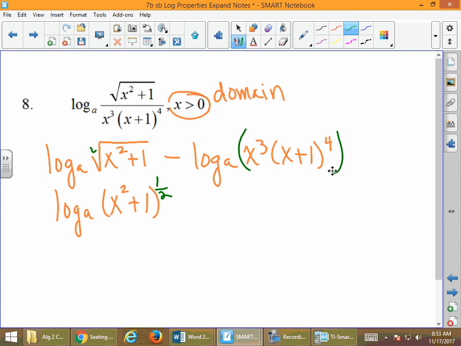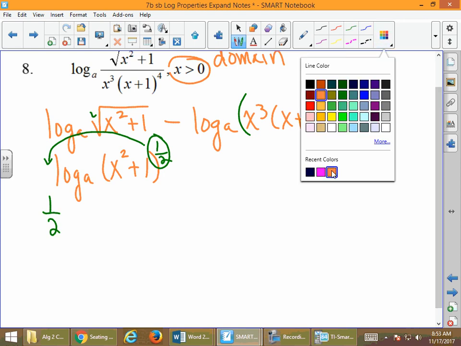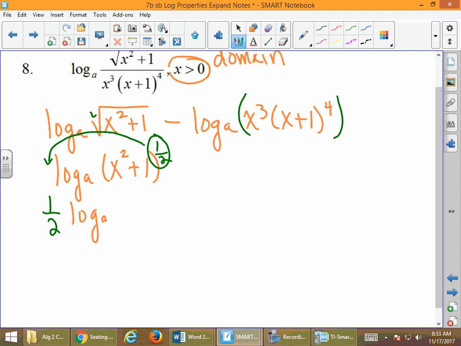But if we can convert that, and by the way, the square root of anything can be written to the 1/2 power. That's what I'm trying to stress along with the properties. But now what we're going to do is take that 1/2 and write it out in front here. It's going to be 1/2, then log base A of x squared plus 1. And just like example number 6, don't break apart that x squared plus 1. We can't.